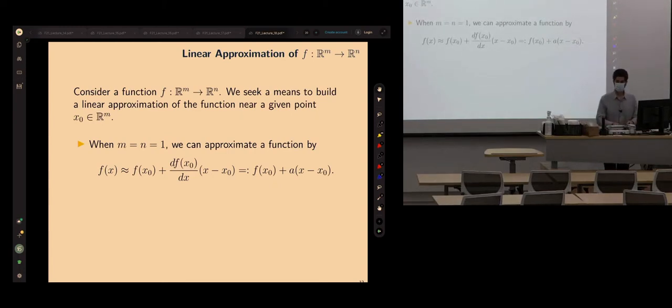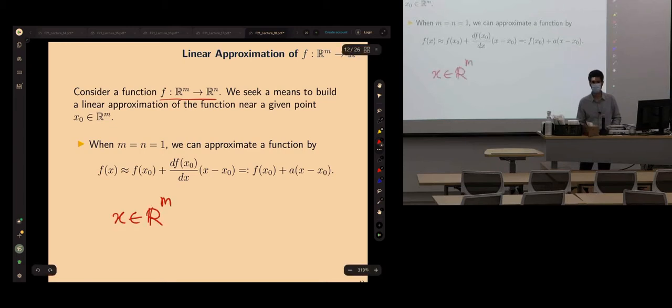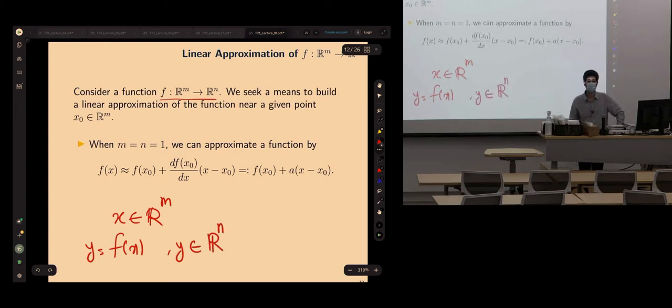Okay, let's generalize our function to a map that transforms a vector that belongs to Rm. That means x is an m vector, by default a column vector. Our function takes this x and gives you a value y, and y is now an n vector.